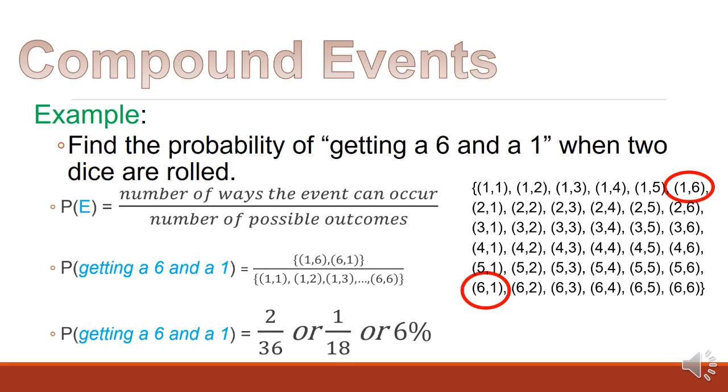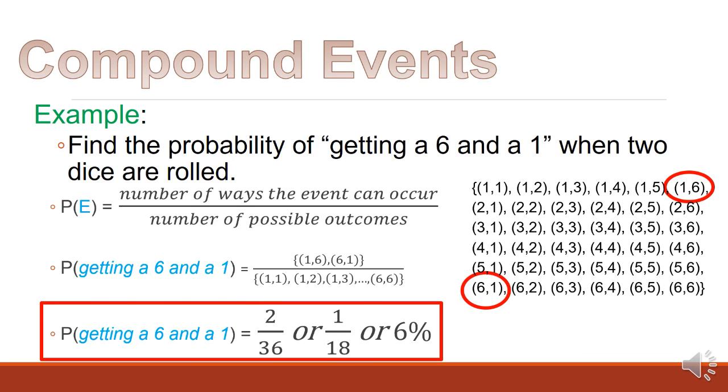Next, the probability of getting a 6 and a 1, which is equal to 2 over 36, since we have 36 possible outcomes, or in lowest terms, we have 1 over 18, which is equal to 6%. Therefore, you have only 6% of getting a 6 and a 1 when 2 dice are rolled.